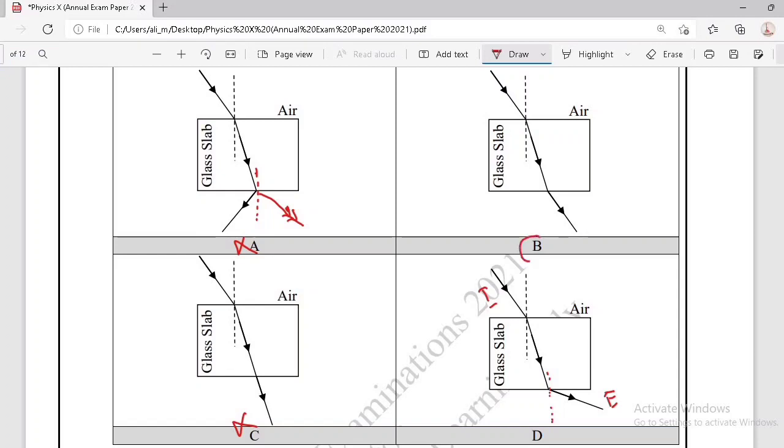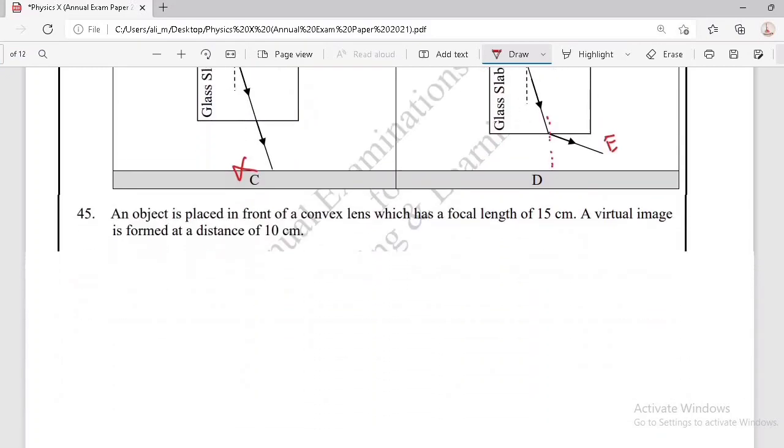So the right answer for this question is option B, in which the incident ray traveling from air to glass bends towards the normal and while leaving the glass bends away from the normal, such that the incident ray and emergent ray stay parallel to each other. So option B is the right answer.